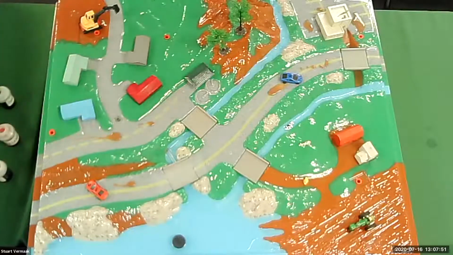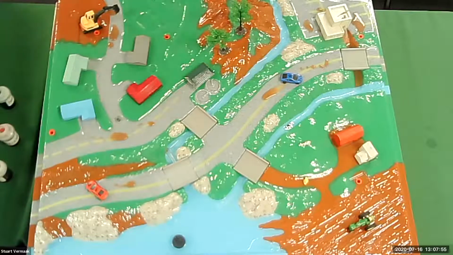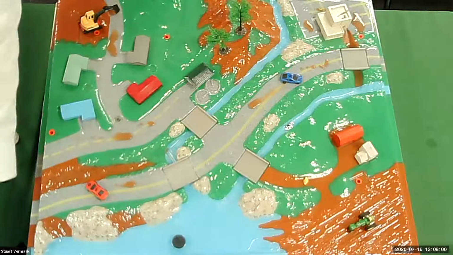Maybe up here in this construction area, right? They've got these different things going. There might be some chemical spills or something like that. All right, we're done with that.